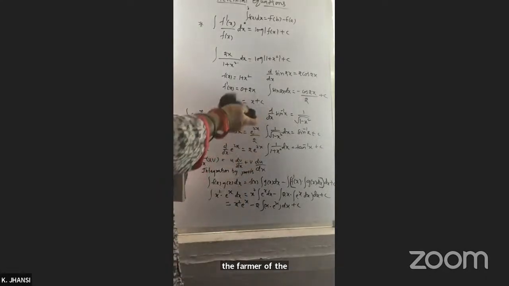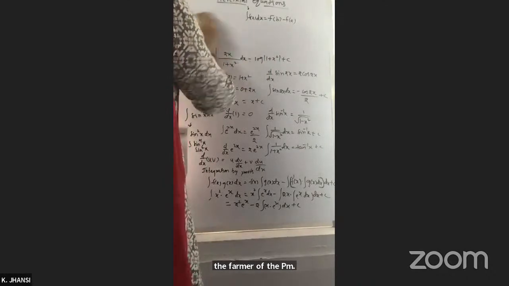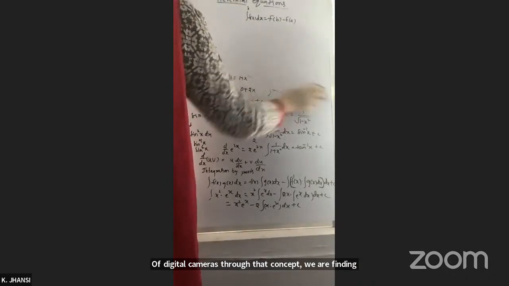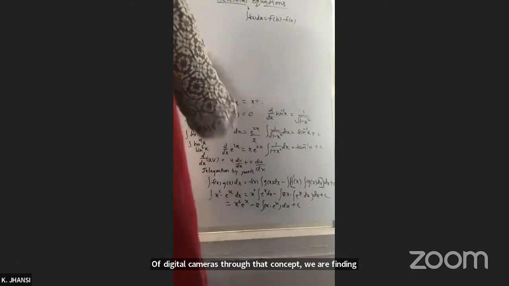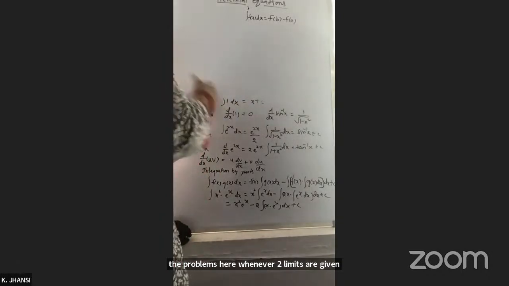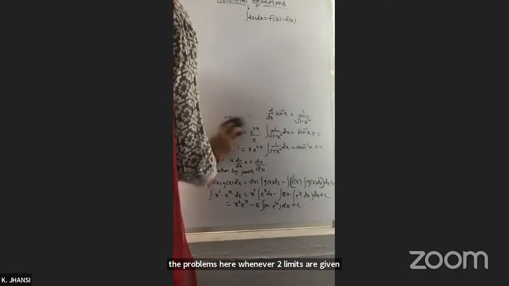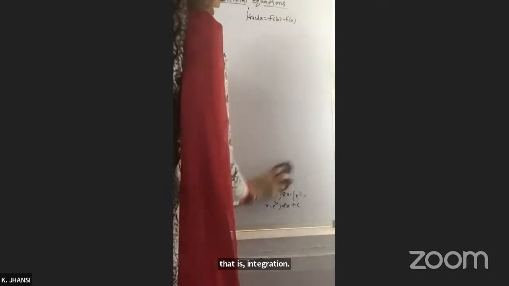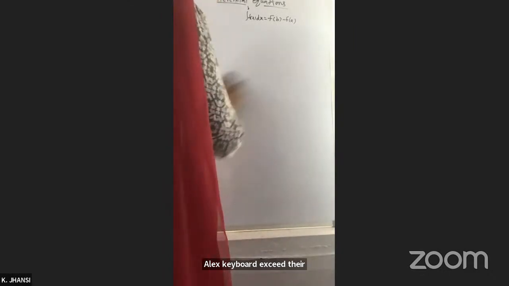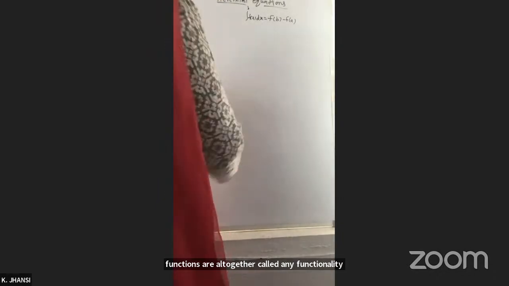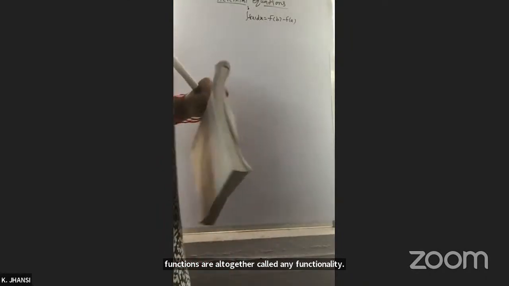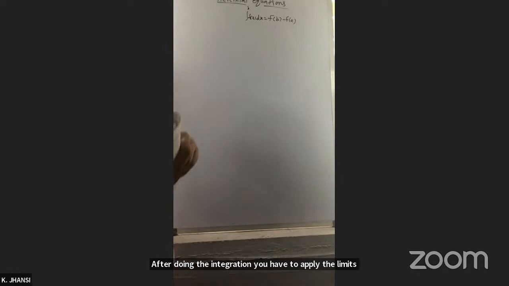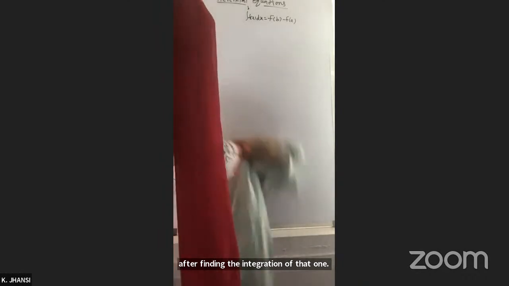Through that concept, we find the answers whenever two limits are given, that is, an upper limit and a lower limit. Like this you can take the integration of sin x, or e power x, or x square, any trigonometric, algebraic or other function. Then you have to apply the limits. After doing the integration, you have to apply the limits. That means not before. First you have to find the integration of that function, and after finding it, you apply the upper limit and lower limit.